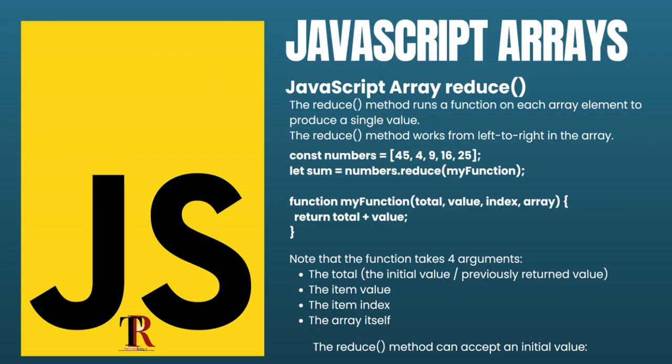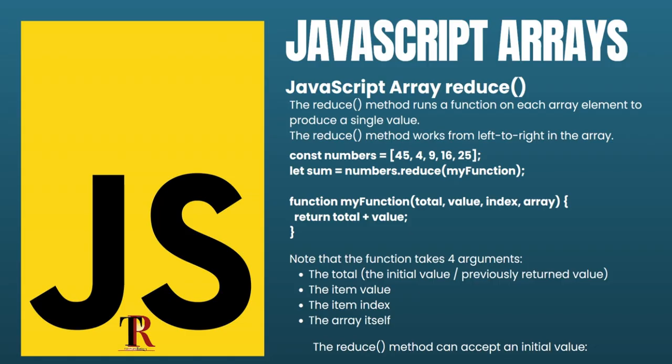So in this particular lesson, we are going to be looking at another important method when working with arrays in JavaScript, and that is called the JavaScript array reduce method. The reduce method runs a function on each array element to produce a single value.